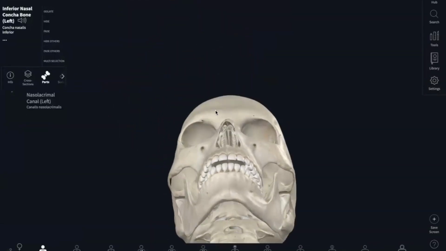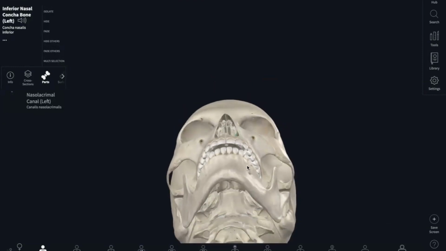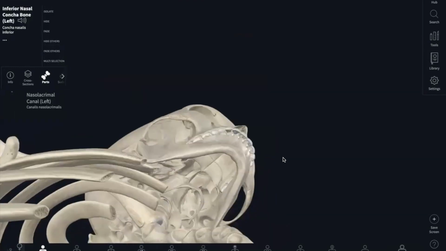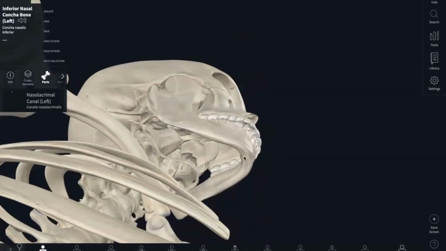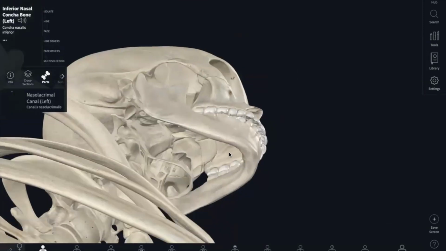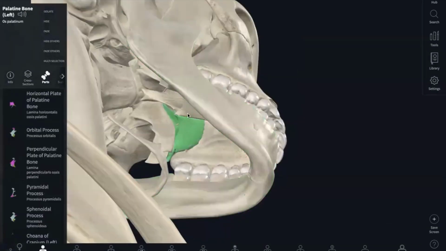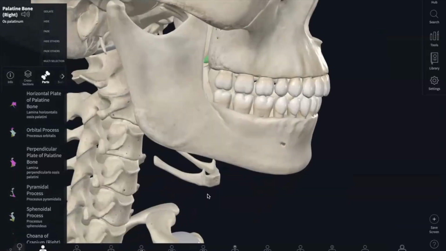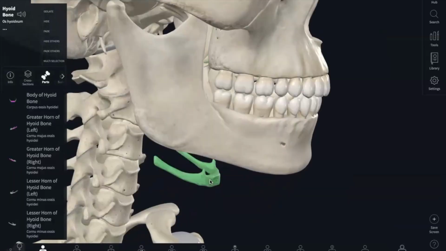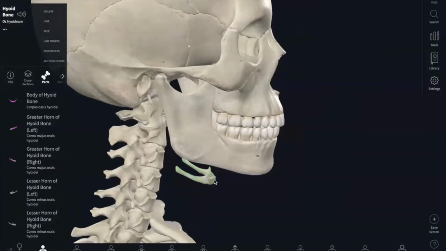There is the palatine bone. We're going to have to go a little bit low to find this because, like I said, it's the roof of your mouth. These are your palatine bones. Finally is your hyoid bone, which is this floating one right here, which wasn't displayed in the PowerPoint.